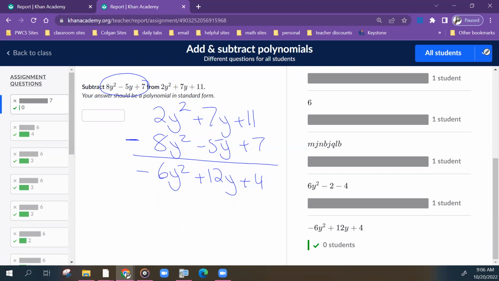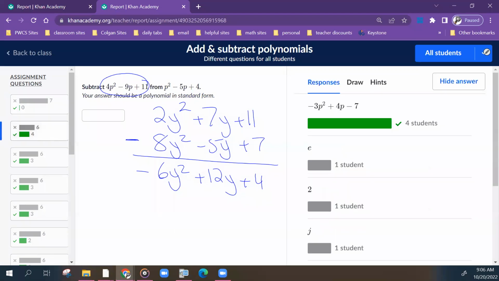So you should still have variables, you should still have exponents, you're not combining everything, just your like terms. Okay. Do we have another specific question from this one before we do the other one?